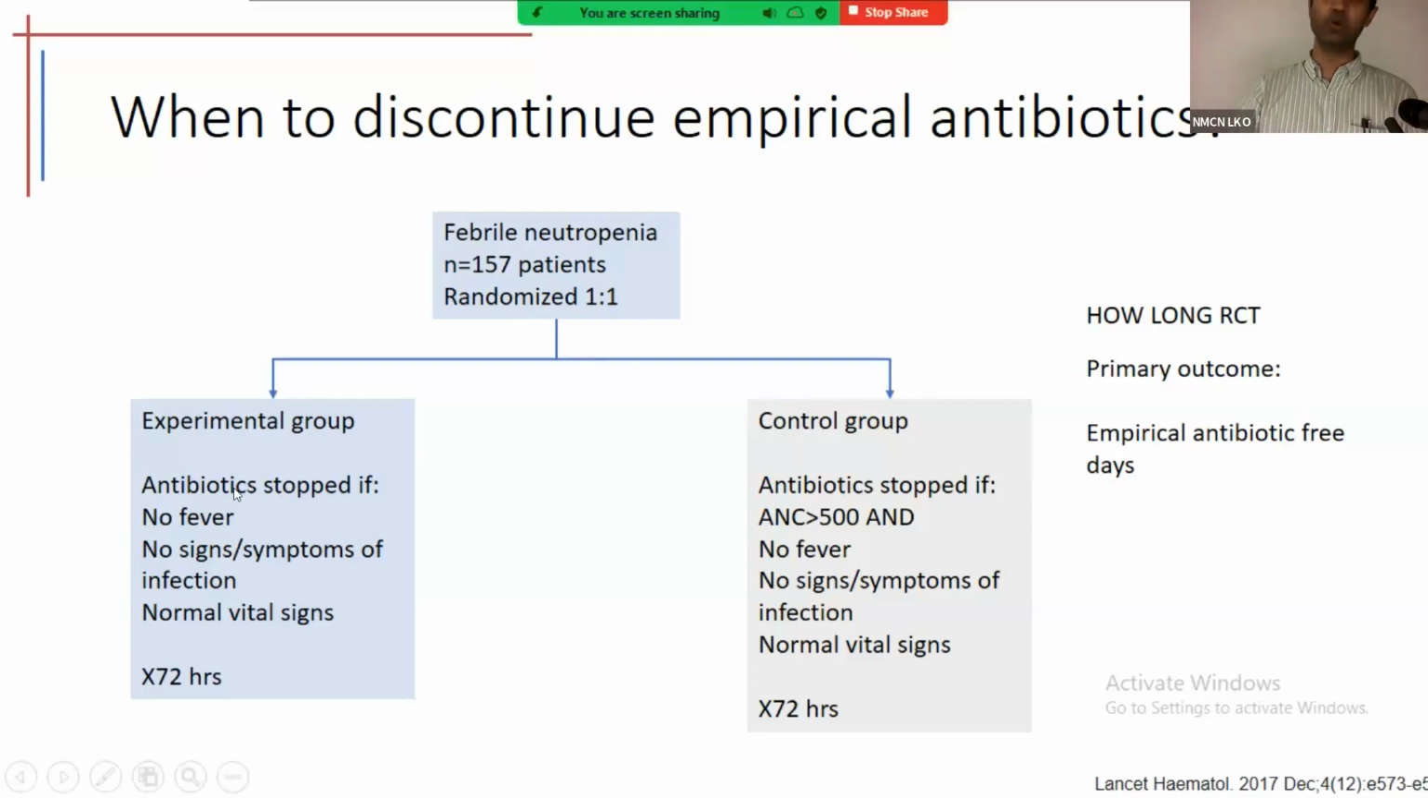So in the experimental group, antibiotics were stopped if there was no fever, there were no signs or symptoms of infection, and there were normal vital signs for at least 3 days. Whereas in the control group, this is standard of care, what's practiced generally, you waited for the ANC to go above 500. You waited for no fever or signs or symptoms of infection and normal vital signs for at least 3 days. So randomization was 1:1.